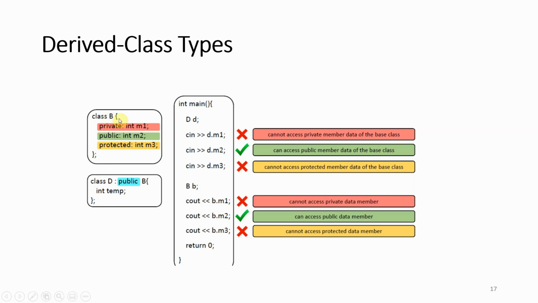So here class Base has three member variables. One is private, one is public, one is protected. Okay, class D is derived from class B. It has M1, M2, M3. In addition to that, it has temp, right? If we instantiate an object of class D, we can't write d.m1. Why? Because this was private and it was inherited here as private. Okay, so it cannot be accessed here.